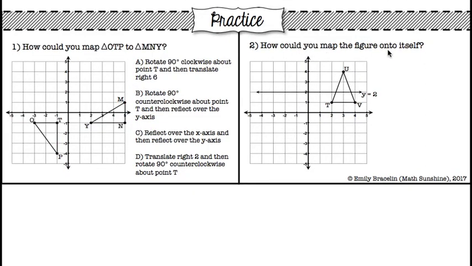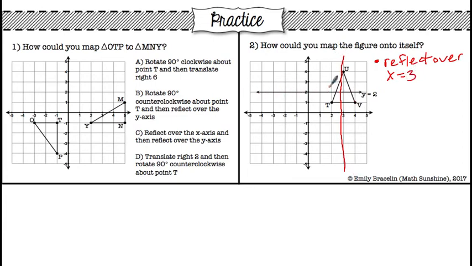Practice question 2 is the last one. It says, how could you map the figure onto itself? And I see an isosceles triangle. That means 2 of the sides are the same length. If 2 of the sides are the same length, there is some line symmetry happening, which means we can cut this triangle in half right there. I didn't draw it very well, but one of the answers is reflect over the line x equals 3, because we have line symmetry here.